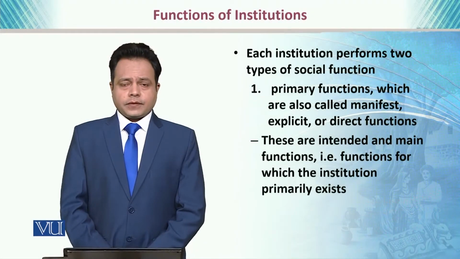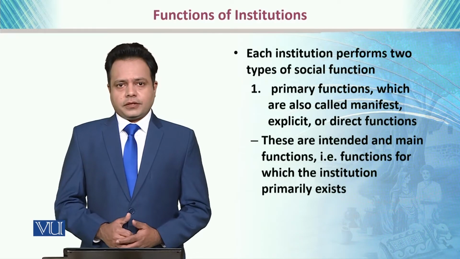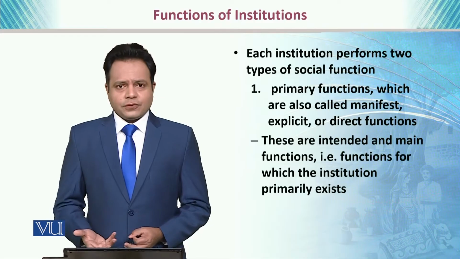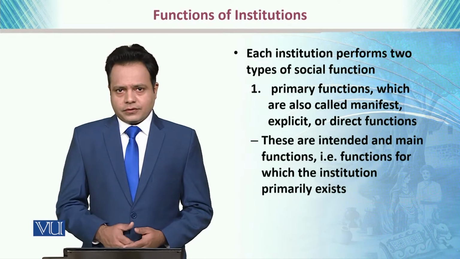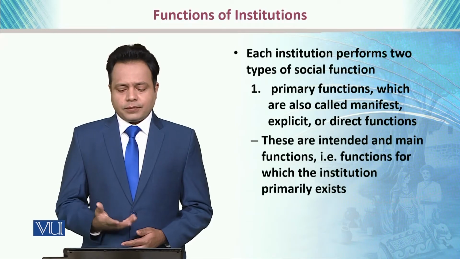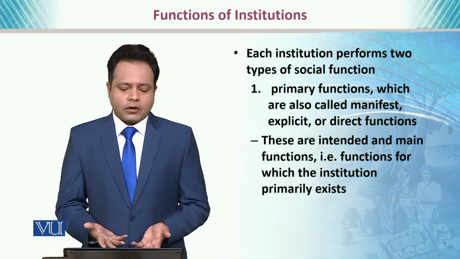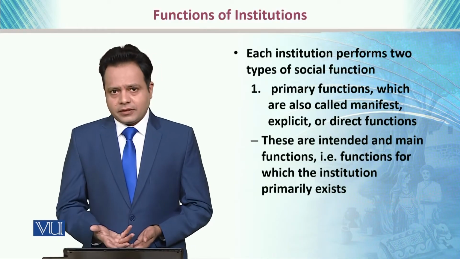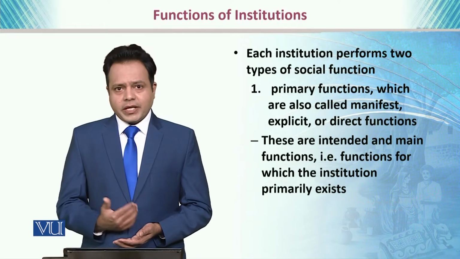Dear students, in this module, we are going to talk about the functions of society or functions of social institutions. Each institution performs two types of social functions. Number one is primary functions, which are also called the manifest or explicit or direct functions. These are the intended and main functions.